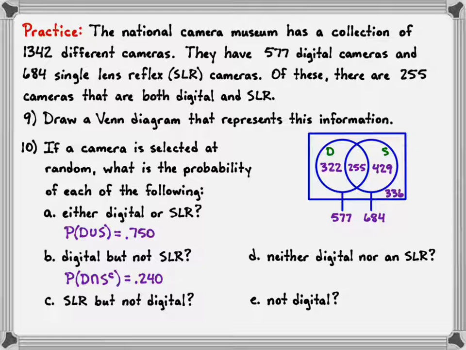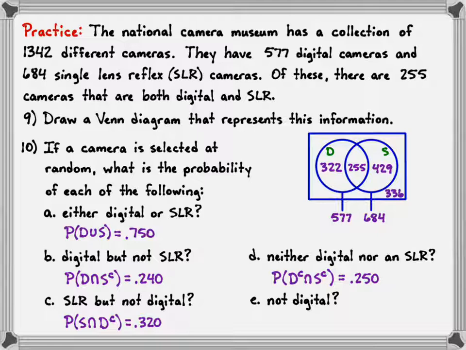C, it says, what's the probability that a camera is SLR but not digital? So it's kind of the opposite, the probability that it's S and not D. And so that would be the 429 out of the 1342, which works out to 32%. D, it says neither digital nor an SLR. So that is the part that is nothing. So we would write that as P of not D, intersect not S, and that is this part here, 336 out of 1342, which is 25%.